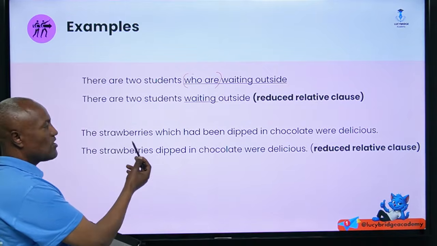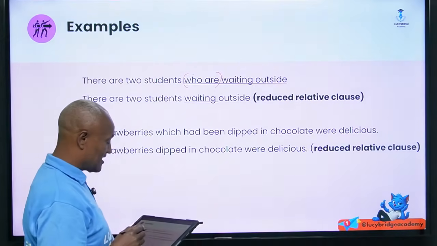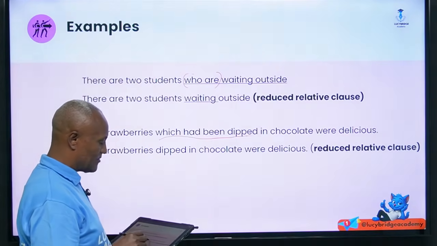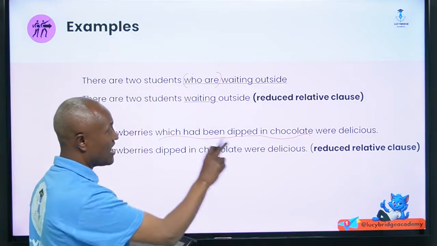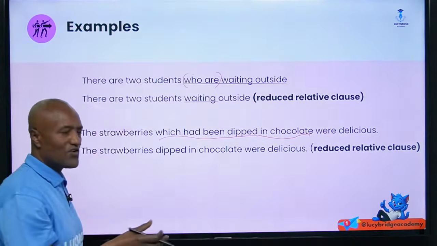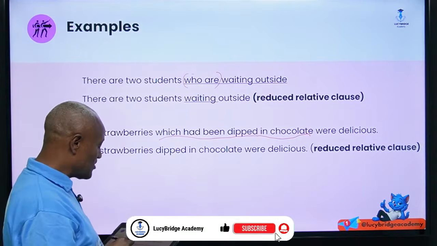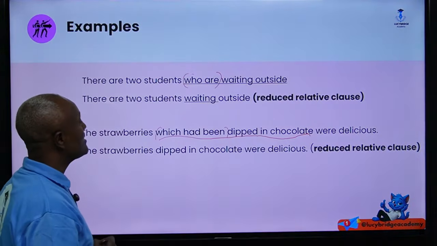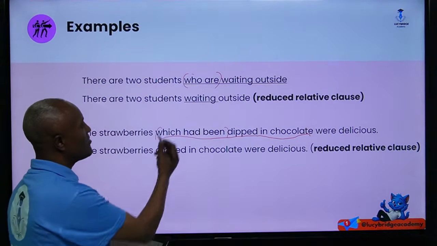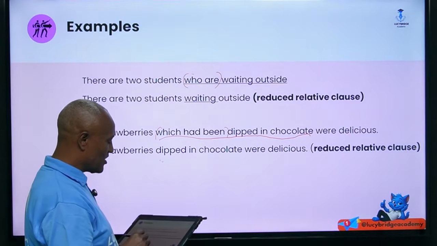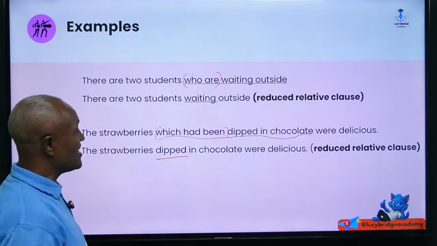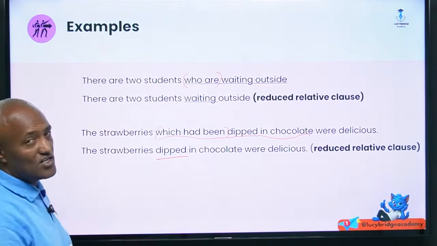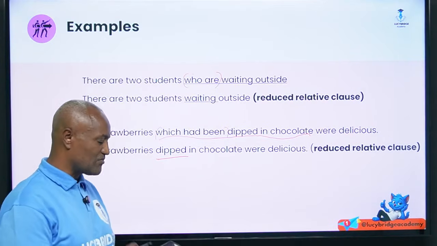Come on, the strawberries which are dipped in chocolate, this is the clause. So what type of clause is this? This is passive. And then what do we reduce? Which had been, which had been. When we reduce that, we are left with the main verb, dipped. This is passive. So that is what reduced relative clause means.